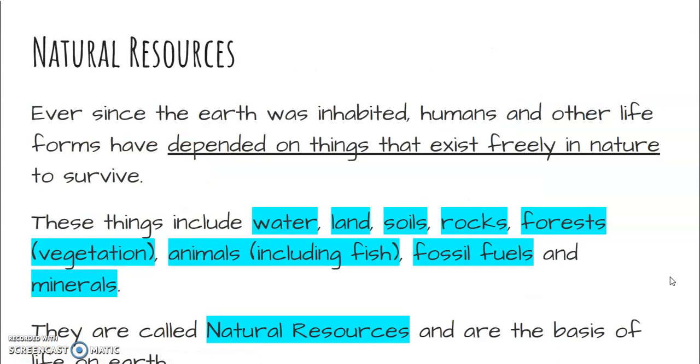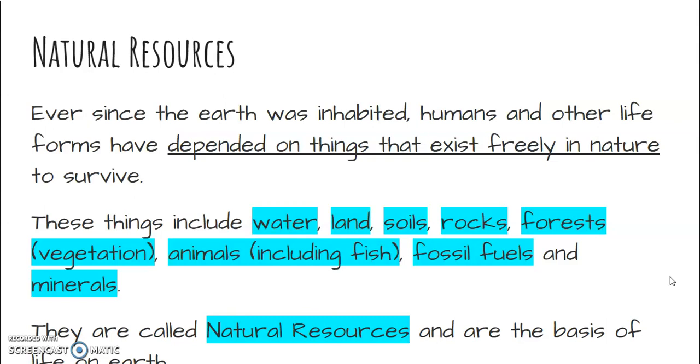Now we want to take a step back and really assess why that carrying capacity is what it is. And it all has to do with the resources. Last week we talked about resources as well. Remember, there are limiting factors to each population, and those resources are the limiting factors. Ever since the Earth was inhabited, humans and all life forms have depended on things that exist freely in nature, and we need all of those things to survive.